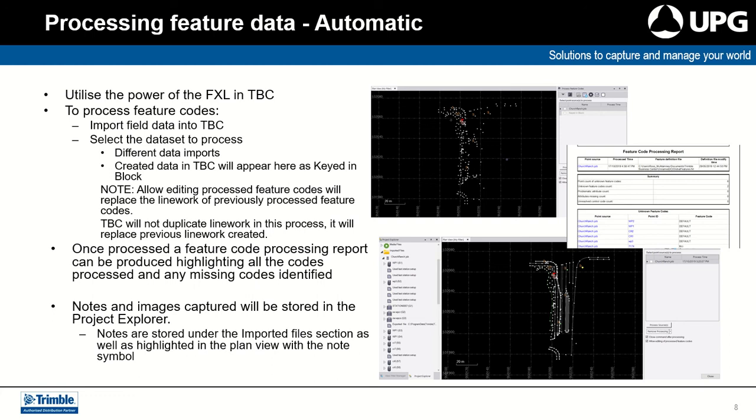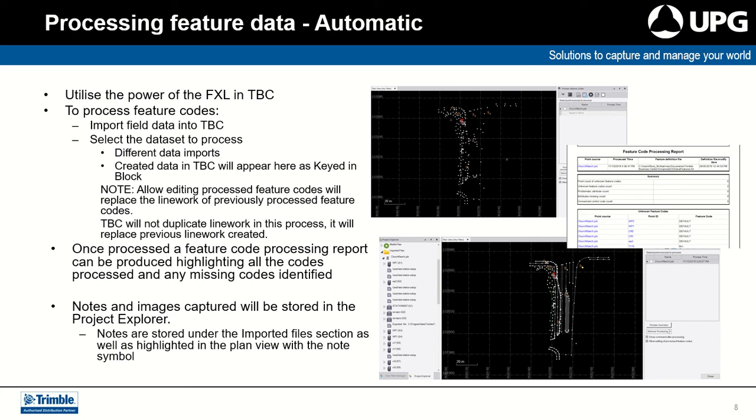When you come to processing feature data in TBC, you would go to the Survey tab, and on the left-hand side there is the Process Feature Codes tool. When you open that tool, TBC will show you all the imported data in the project that you are working on. So if you have multiple job files, it will show you a list of all the job files in that project. At the same time, if you have one single job file, it will only show you that one particular job file.